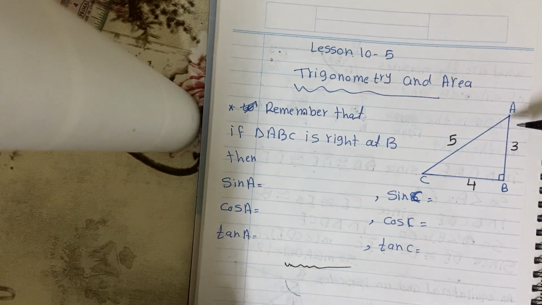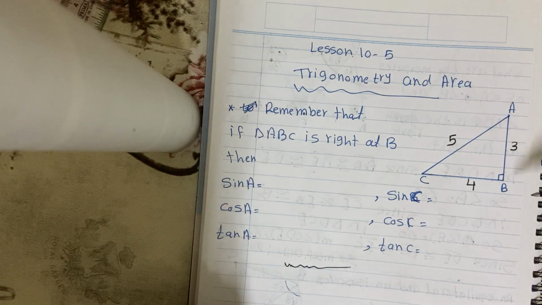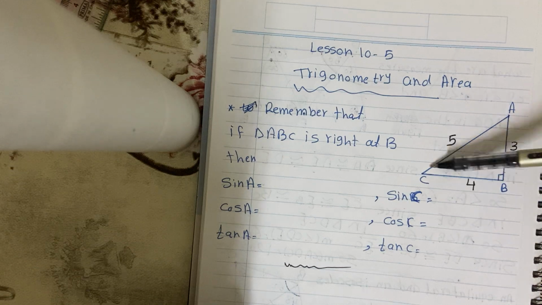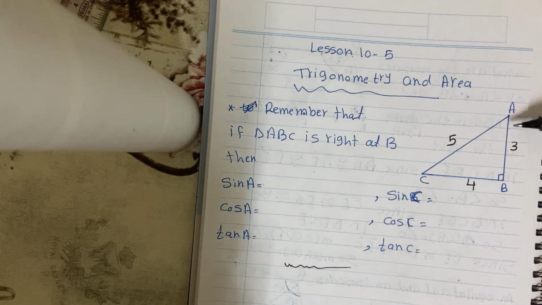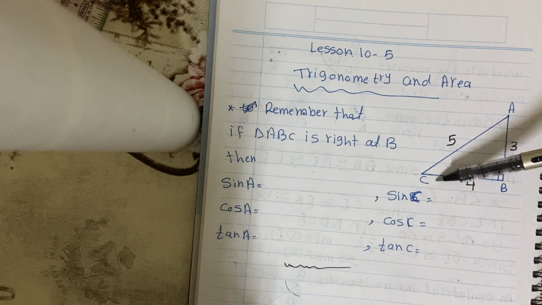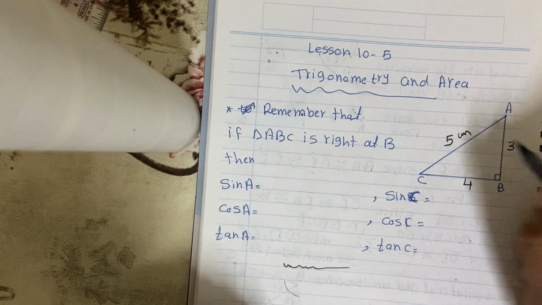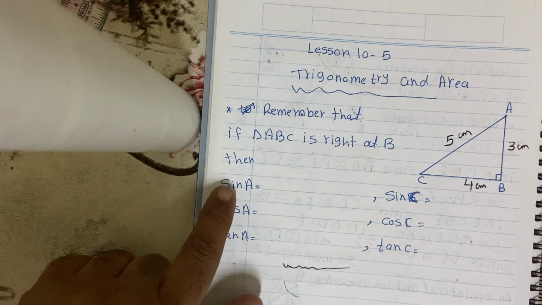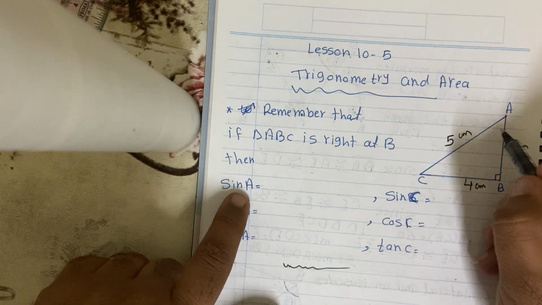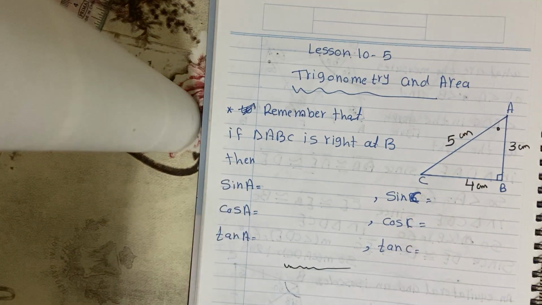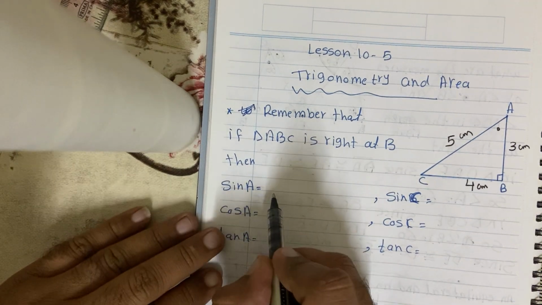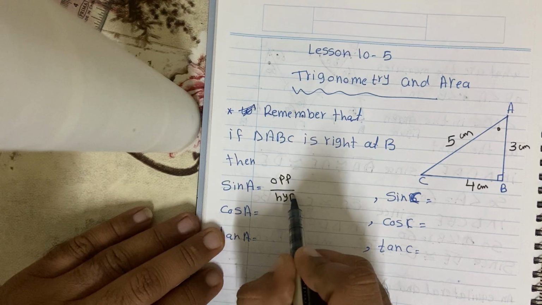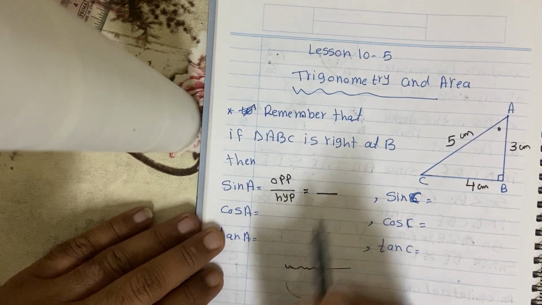Remember that if you have a triangle ABC, the triangle should be a right angle triangle. ABC is a right angle triangle at B. AB is 3 centimeter. AC is 5 centimeter. BC is 4 centimeter. If you need to find sine A, the rule of sine is opposite over hypotenuse.